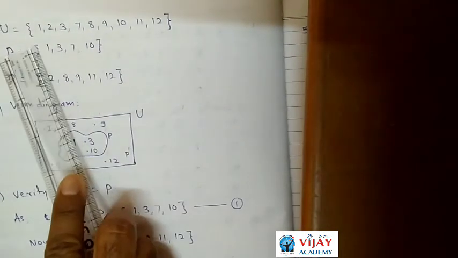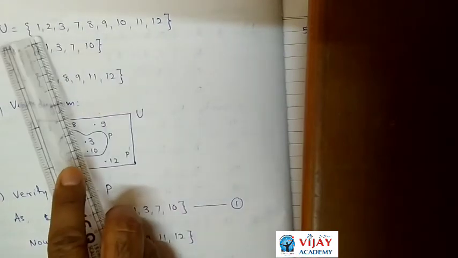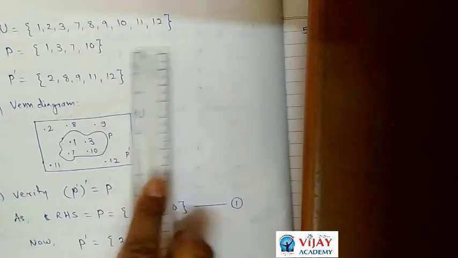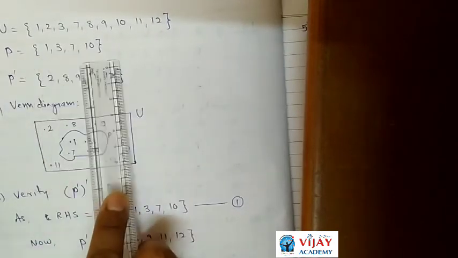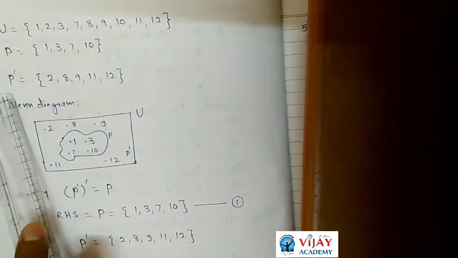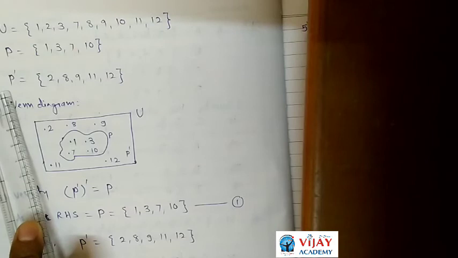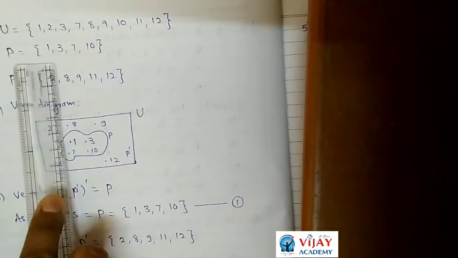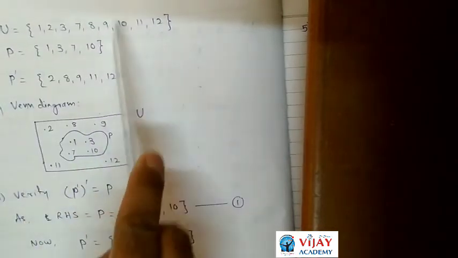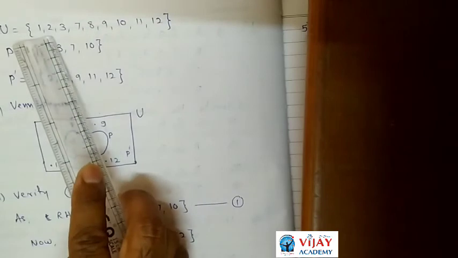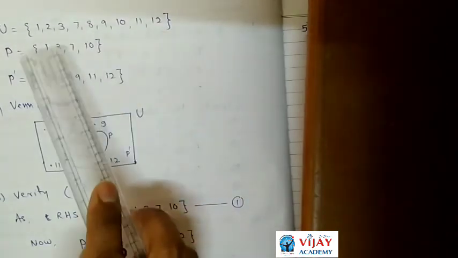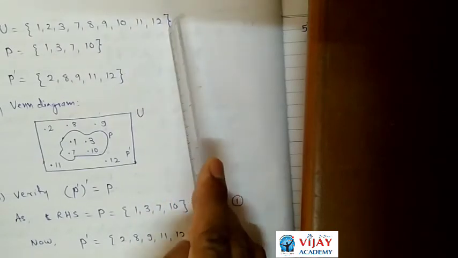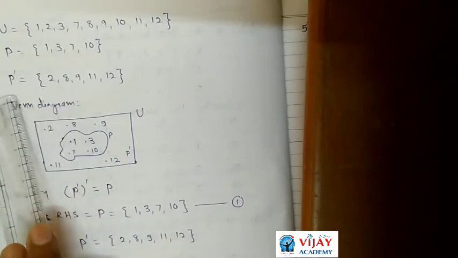First, we take the universal set. The elements are 1, 2, 3, 7, 8, 9, 10, 11, 12. The elements of P are 1, 3, 7, 10. So the complement of set P is 2, 8, 9, 11, 12. Remove 1, 3, 7 and 10 first. We get the elements 2, 8, 9, 11 and 12. So these are the elements of P dash.